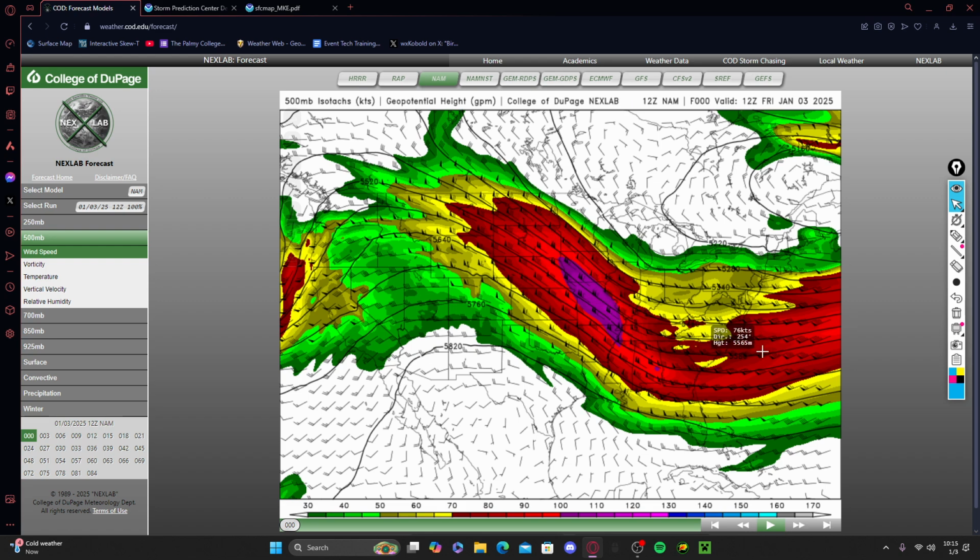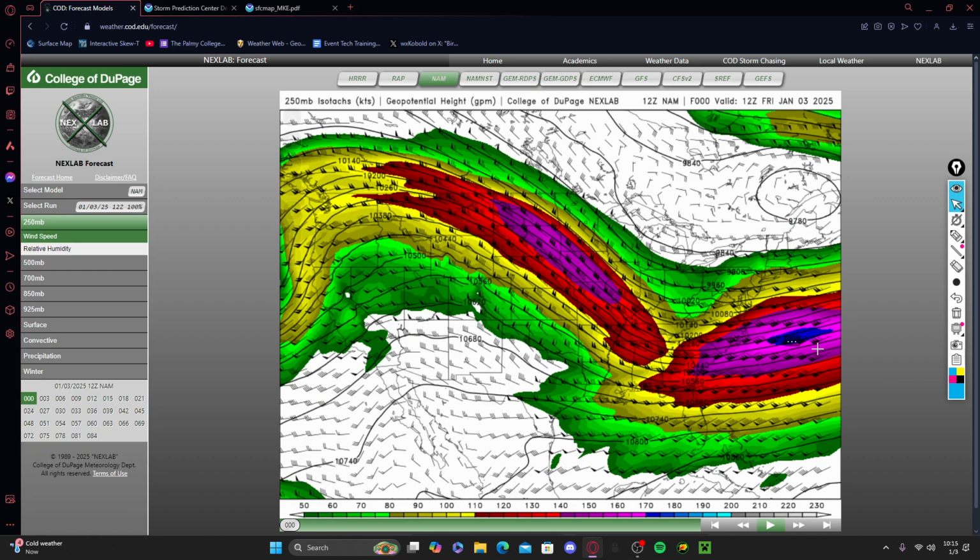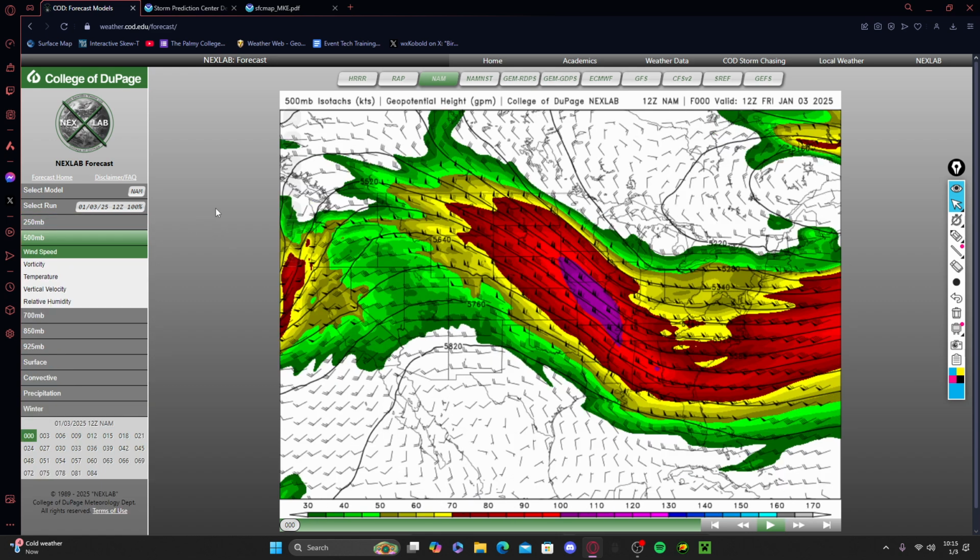Interesting. So this would look like a more mature trough, but if you look at 250 millibars, it looks less mature here. Again, 250 millibars is better for looking at things like this, and I'd like to use it more, but 500 millibars is often easier to look at and more simplistic. 500 millibar wind speed is very similar. This is more wind speeds at the mid level.